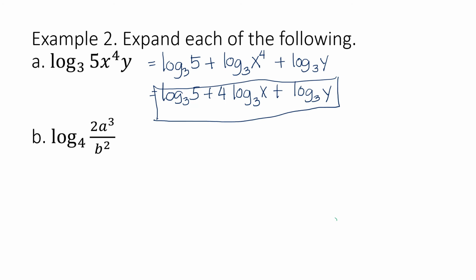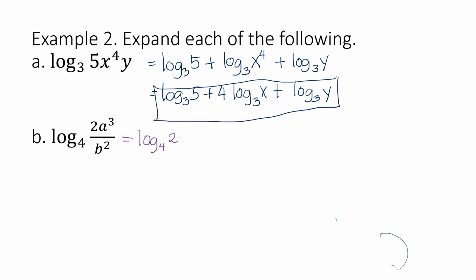Next, for letter B, we have logarithm of 2a cubed over b squared to the base 4. Since what is involved here is quotient, then we will be using the quotient law. But also we have here product, so we'll also be using the product law aside from the quotient law. So this will now become, the base is always 4. So this will become logarithm of the first factor, 2 to the base 4.